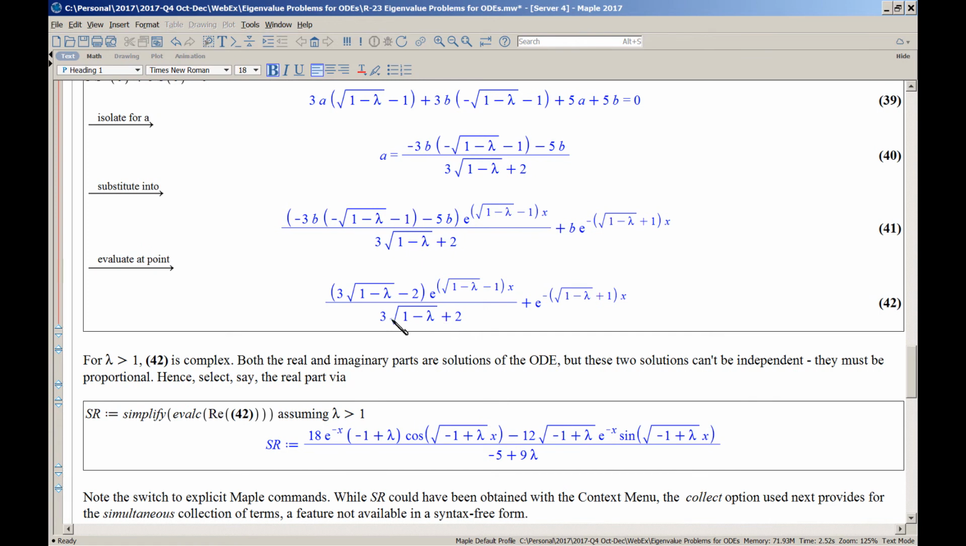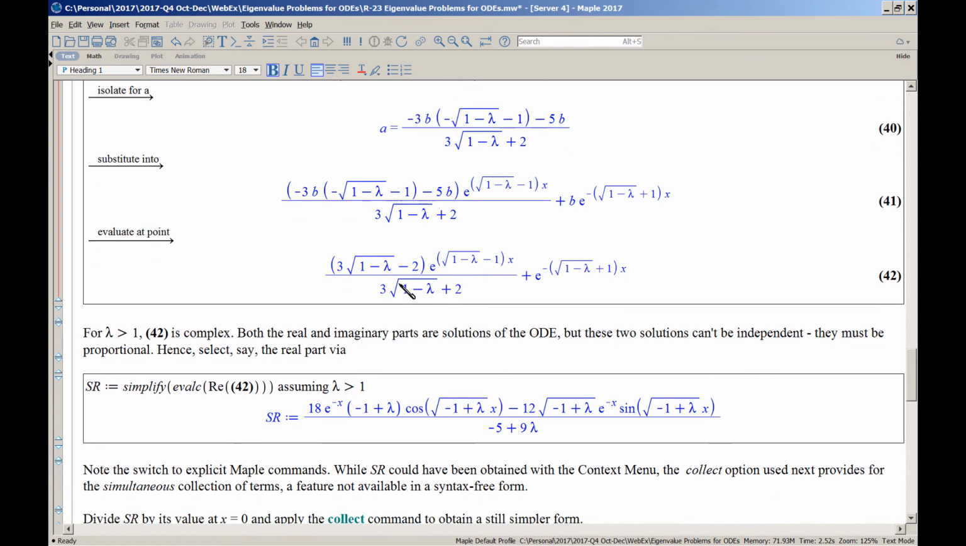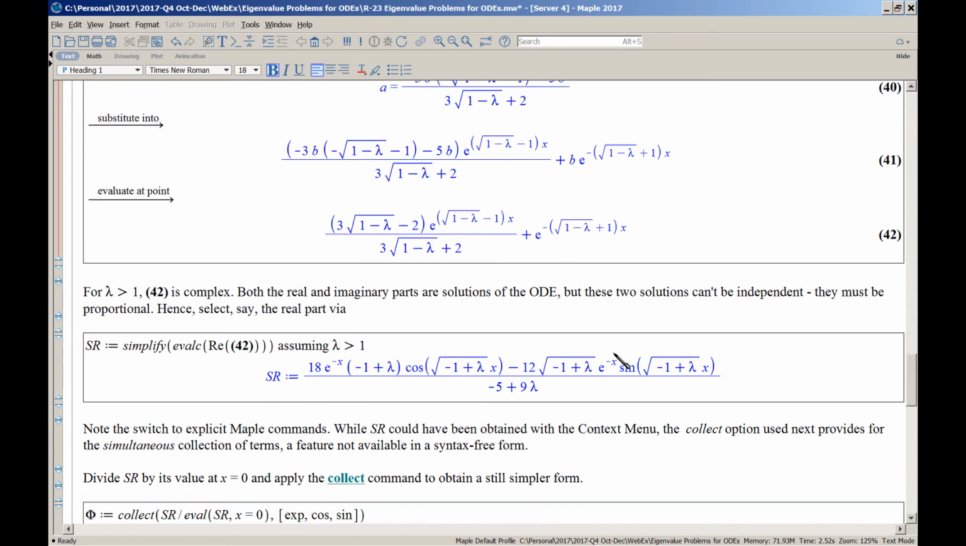So now I have this expression for the eigenfunctions. Now, got to be careful here, when lambda is less than 1 and when lambda is greater than 1. When lambda is greater than 1, I've got imaginaries to deal with. So let's take the real part, and because there's an x and a lambda both, you need an evalc to make Maple do the calculation, and we'll do a simplify, but we have to assume that lambda is greater than 1, making this stuff complex, so we get this expression.